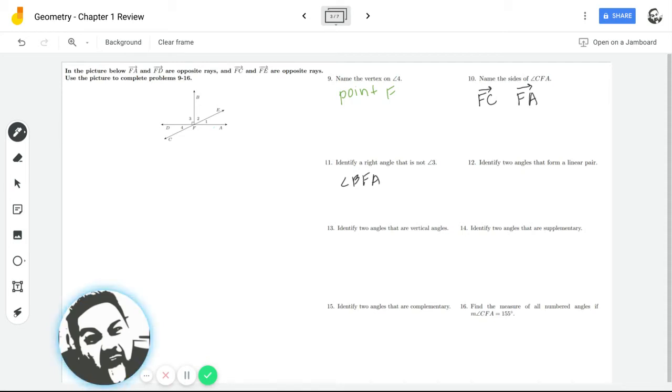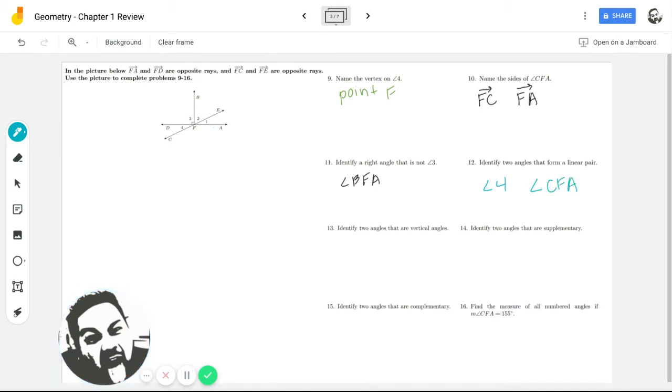Question number 12. Identify two angles that form a linear pair. Well, you could have done BFA and BFD, because those definitely make a linear pair. I'm looking at angle 4 and angle CFA. How do you know they're a linear pair? The non-common sides are opposite rays, and then they have a common side, meaning that they're adjacent. So write that down, angle 4 and angle CFA.